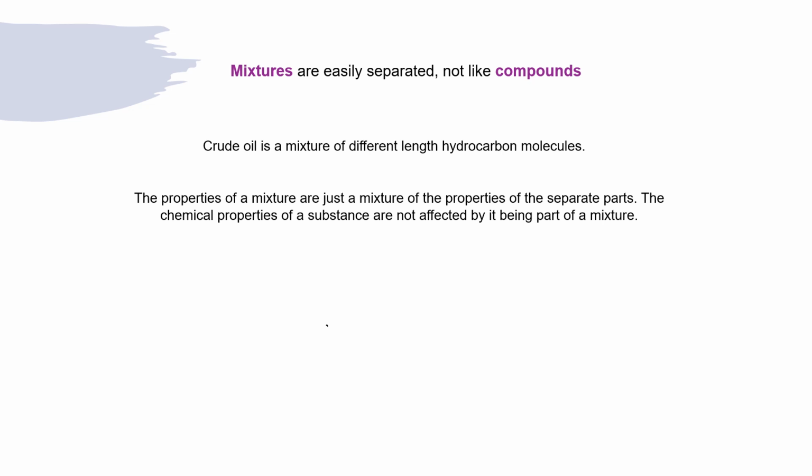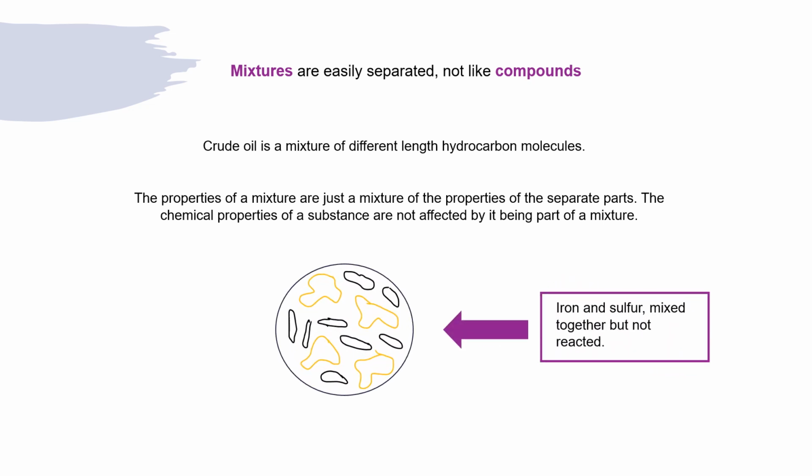Let's look at an example. Let's have a look at the diagram of iron powder, gray, and sulfur powder, yellow. A mixture of iron powder and sulfur powder will show the properties of both iron and sulfur. It will contain gray magnetic bits of iron and very bright yellow bits of sulfur.